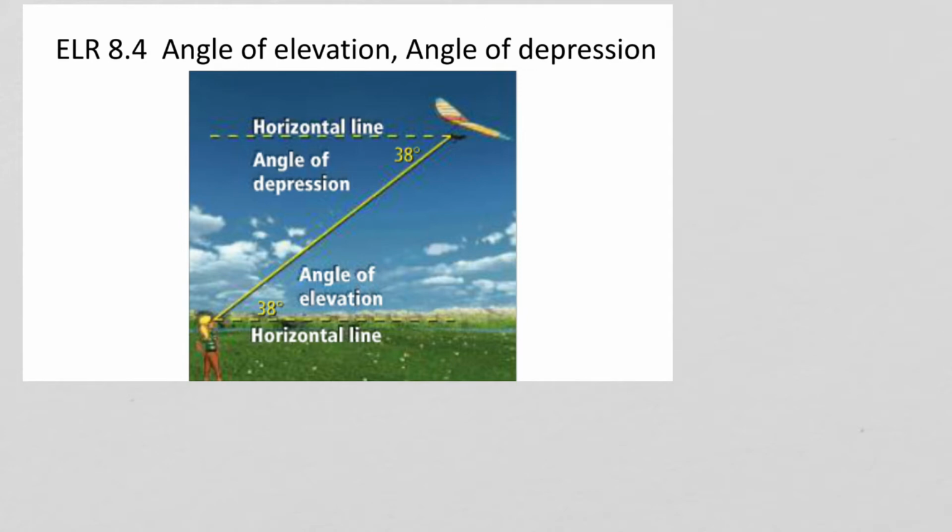So let's look at the specific actual definitions for angle of elevation and angle of depression. Here's a picture of a girl looking up at a person flying in the sky. Her angle of elevation is always measured from the horizontal line going up, it's 38 degrees. And angle of depression is from the horizontal line going down. These two angles are exactly the same, elevation and depression. Those are alternate interior angles, if you remember, from chapter 3.